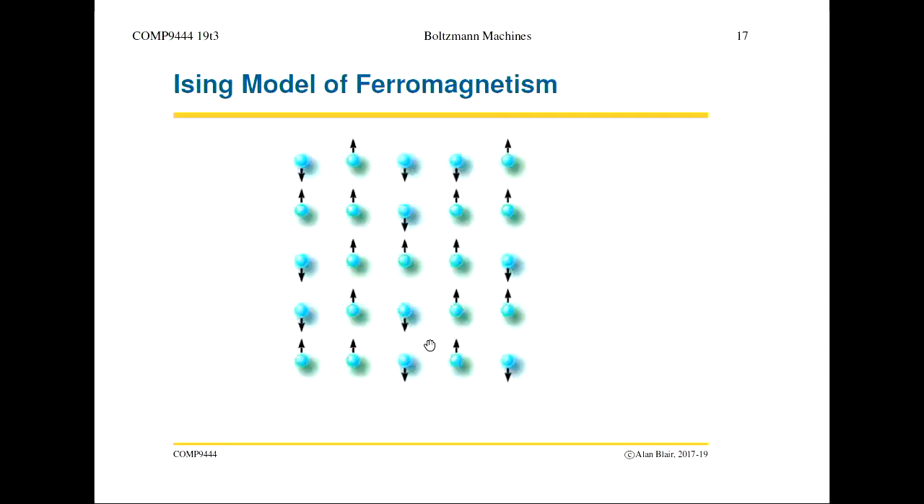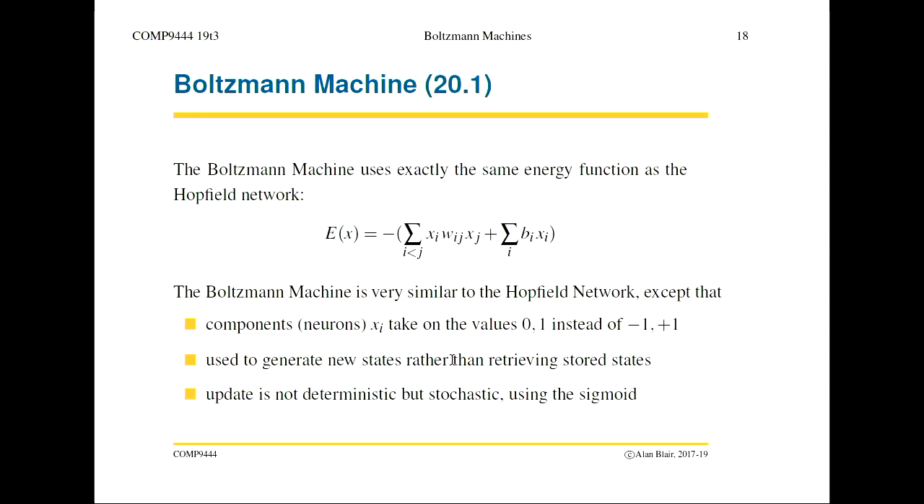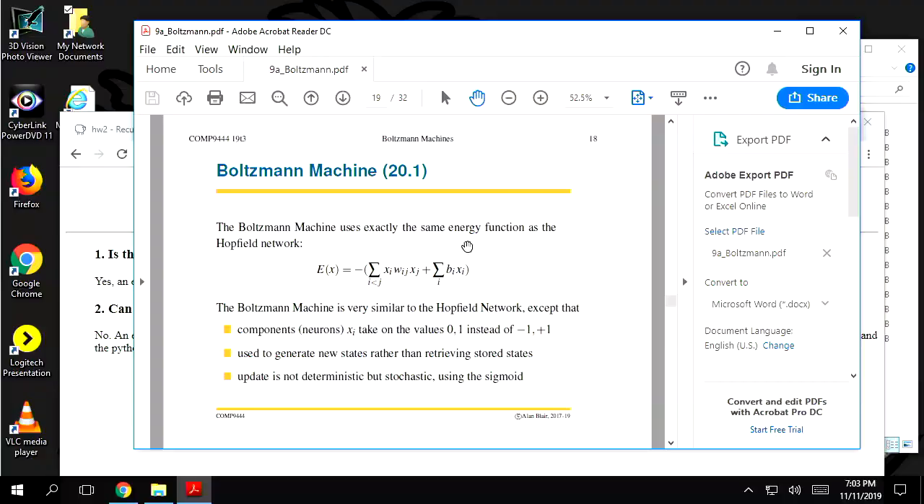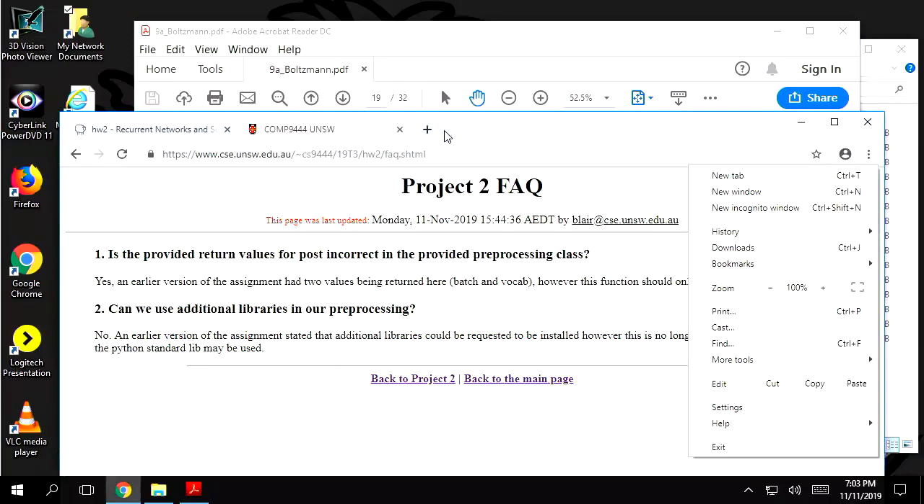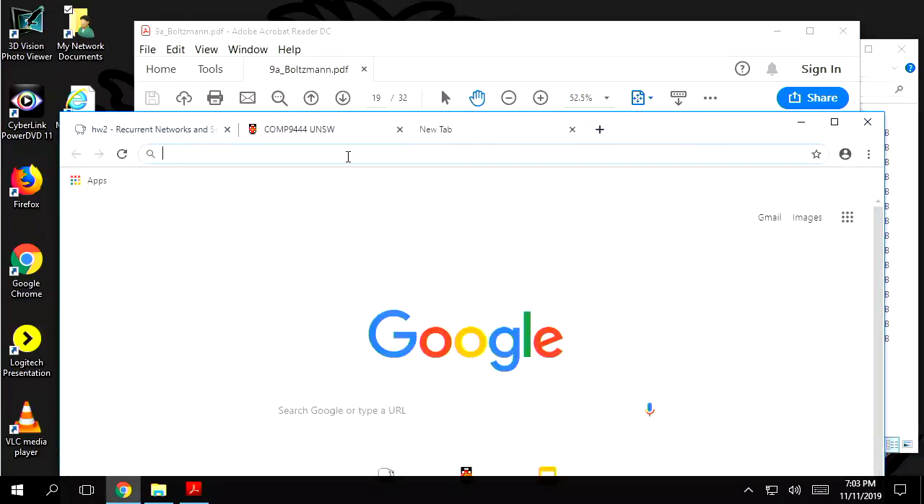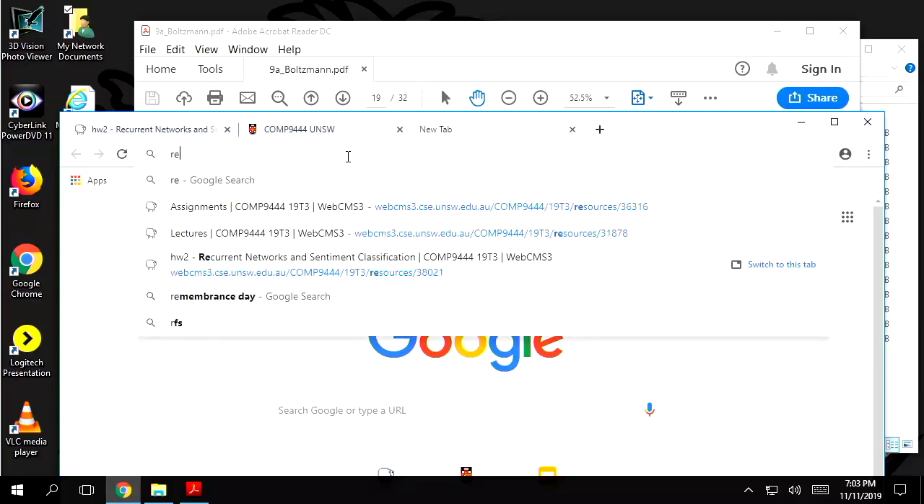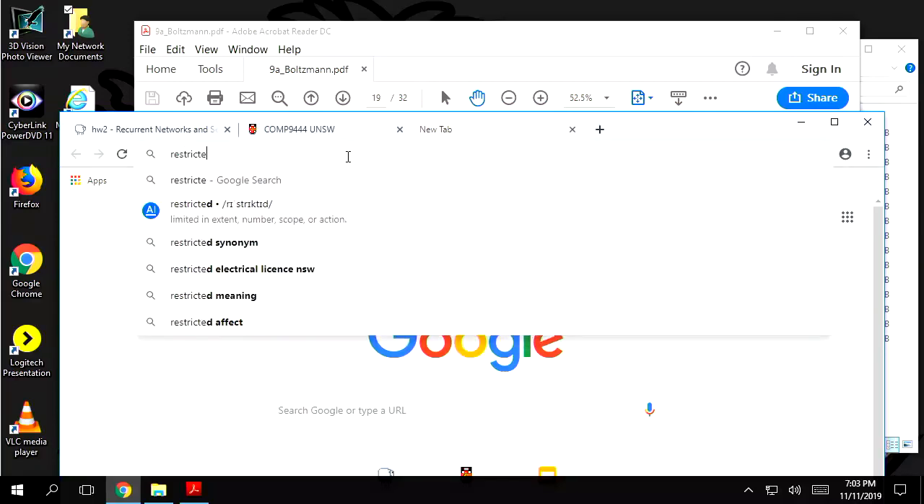So the first one is the Boltzmann machine. Now, maybe to make this a bit more tangible, let me just try to, I was looking for some videos of this.